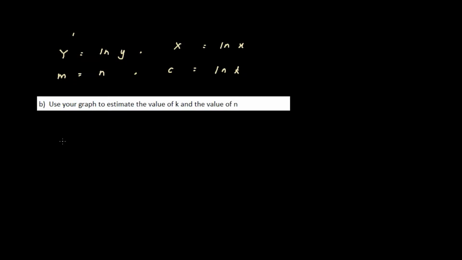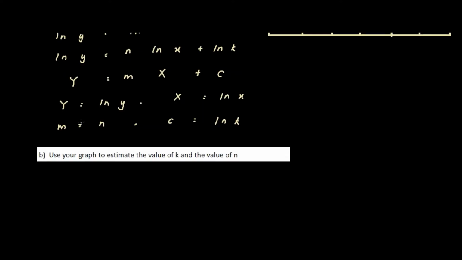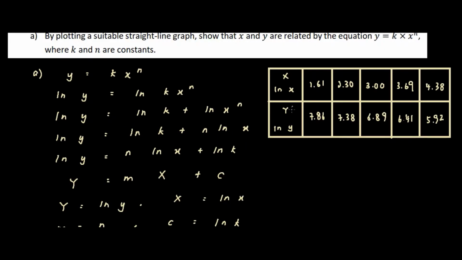Part B: use your graph to estimate the value of k and the value of n. From what we have just now, we already know that our gradient will be equal to n. In other words, how to find n? n is basically the gradient of the graph that you have drawn just now. So when we want to find n, it's finding the gradient from the graph. From the graph, we know that we got a straight line, right?